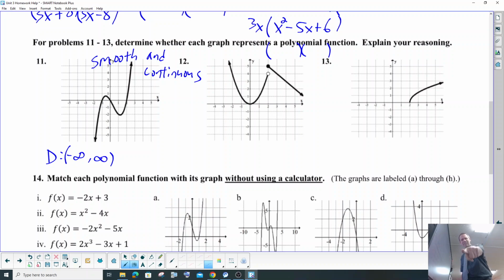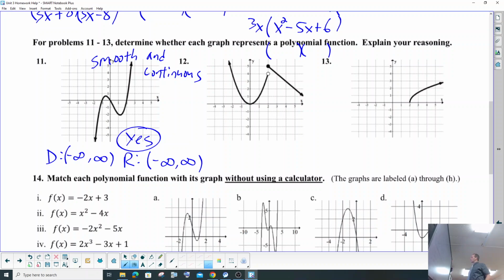Don't forget to pause me. Stop, don't copy. Just pause me so you can try it on your own, and then push play and see if you got it right or not. Pause me. So yeah, explain your reasoning because it's smooth and continuous and the domain is negative infinity, positive infinity. Yes, it is a polynomial.